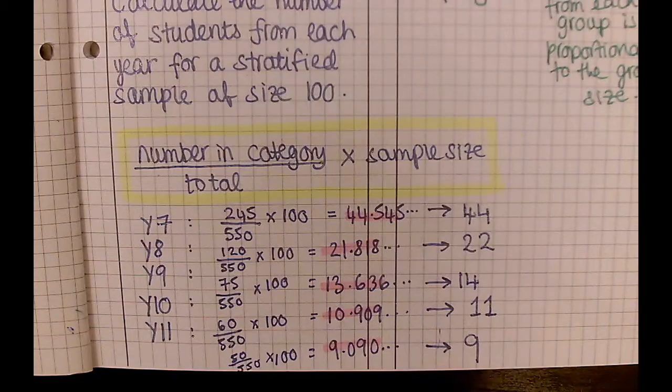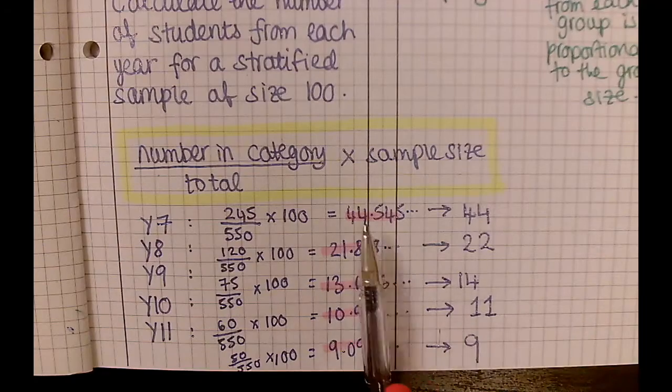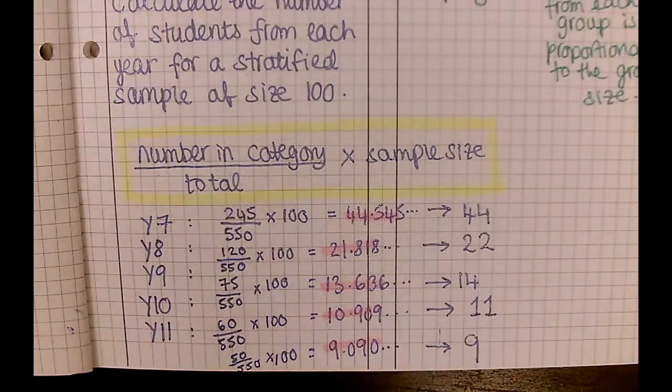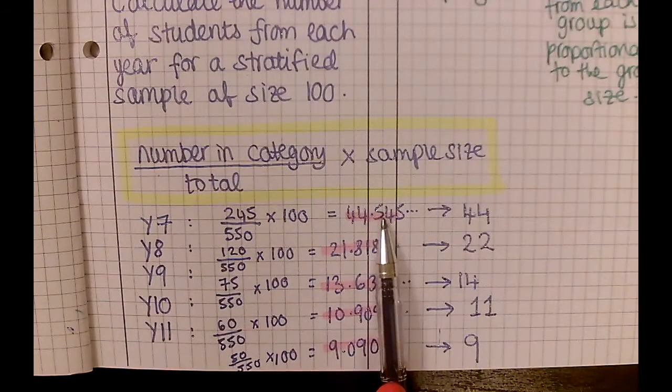Now, obviously I knew about that. If you, in a question, think, okay, that definitely has to round up to 45, add these up and you'll get 101. Then you'll know, okay, I need to round one of them down, and obviously the one that you round down is the one that has the lowest number after the decimal point.